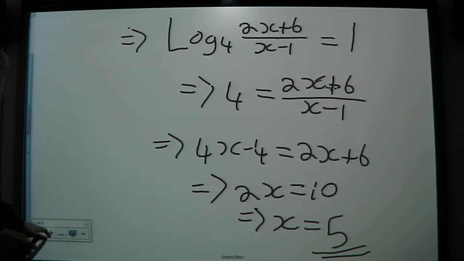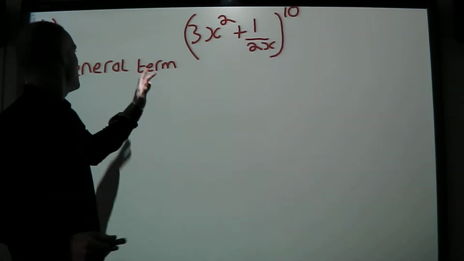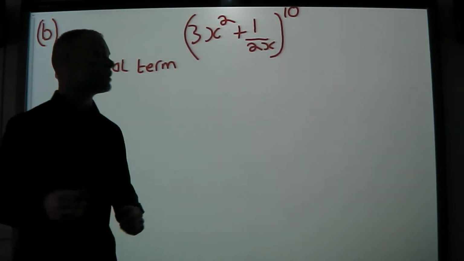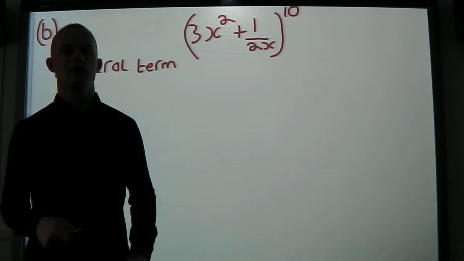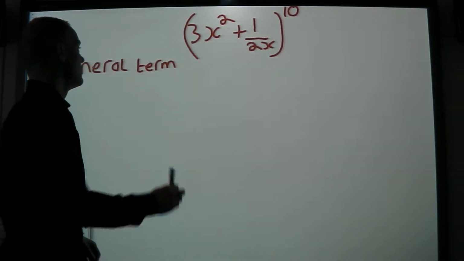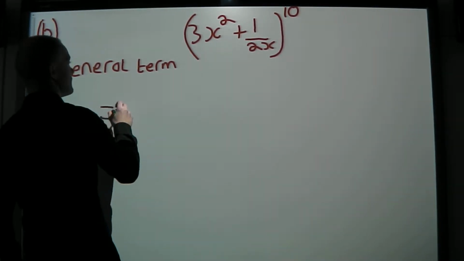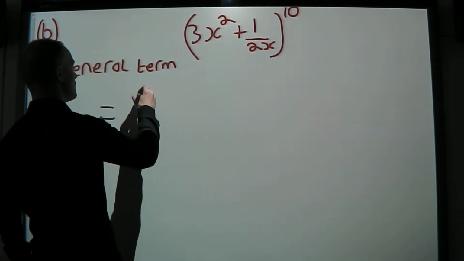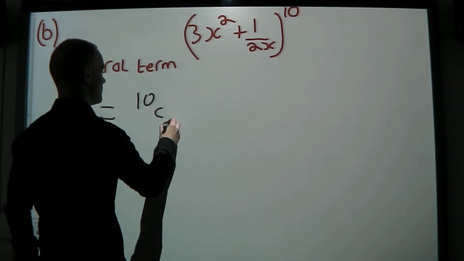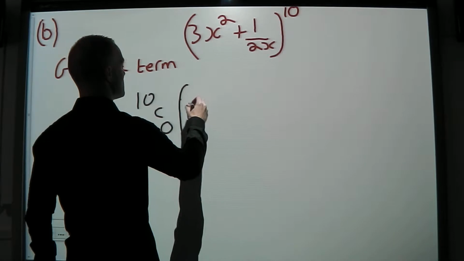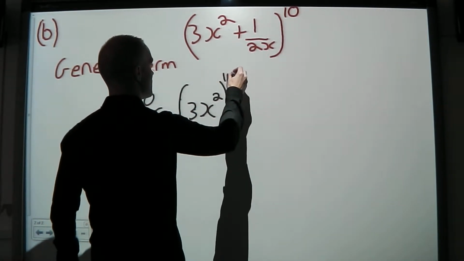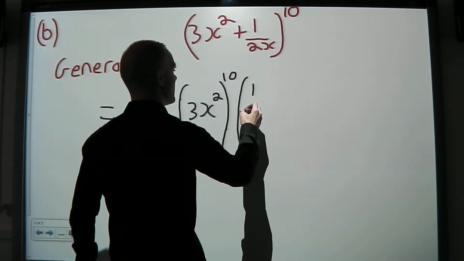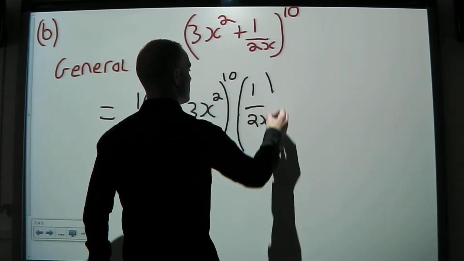And our next problem is, here we're asked to find a general term. So just to find a general term, what I'm going to do is write down the first maybe 2 or 3 terms, and then we'll establish a general term from there. So our first term, that expression there, is equal to 10c0 times 3x squared all to the power of 10 times 1 over 2x all to the power of 0.